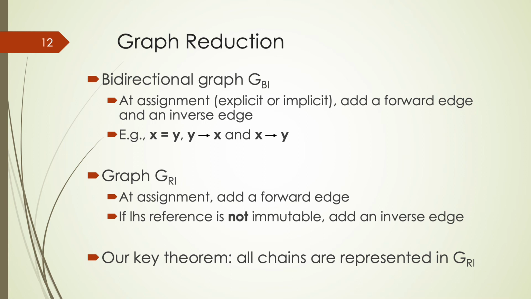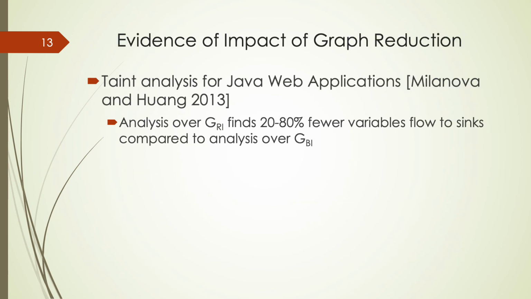At each statement, we add a forward edge. If the left-hand side of the assignment is not immutable, we add an inverse edge. Therefore, we add inverse edges only if reference immutability fails to prove the target reference immutable. Our key theorem states that all chains are represented in GRI.